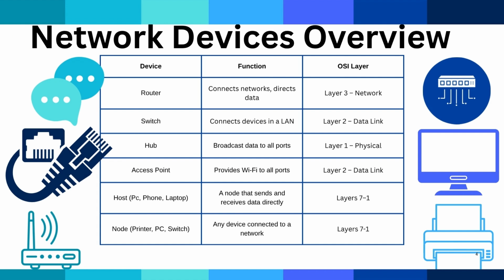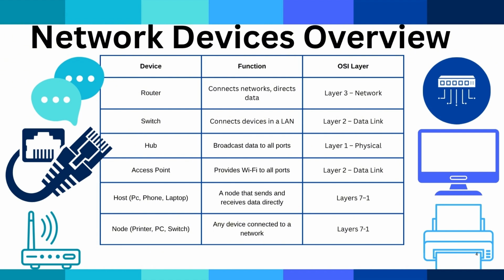And we have a hub, which is a very basic device that sends data to all its connections, or sends a broadcast of data. This is at the physical layer, which is layer 1. And then we have an access point, which gives you Wi-Fi so that you can connect wirelessly. This works at layer 2, the data link layer.